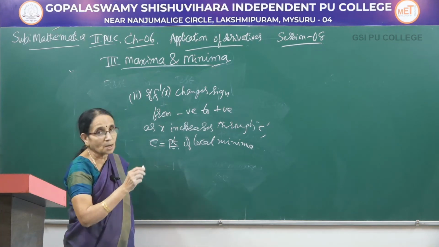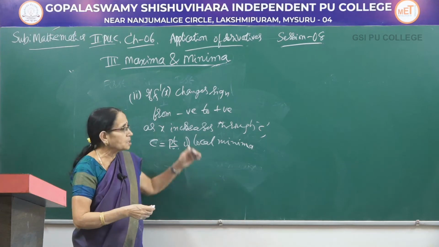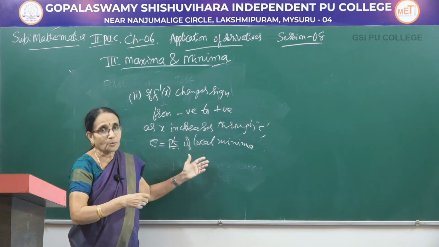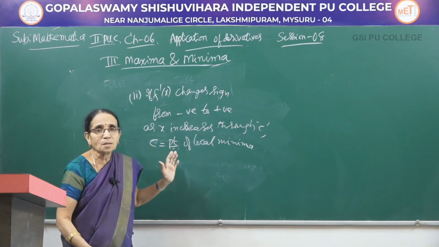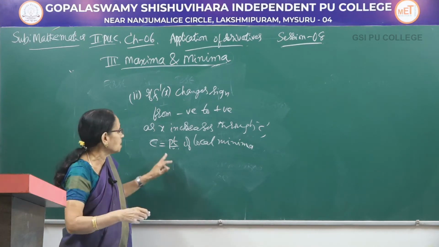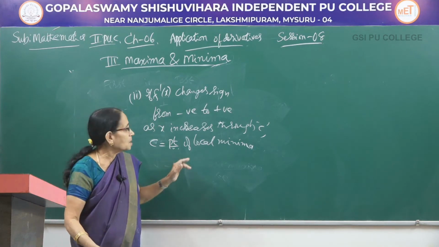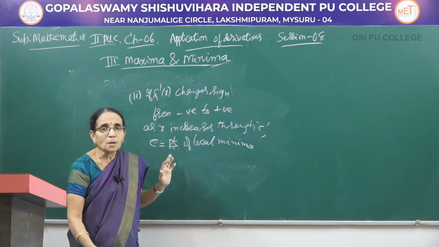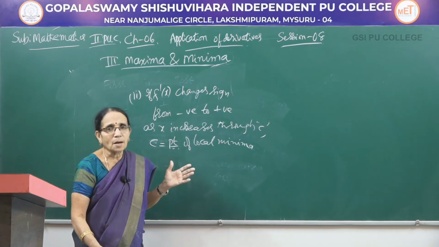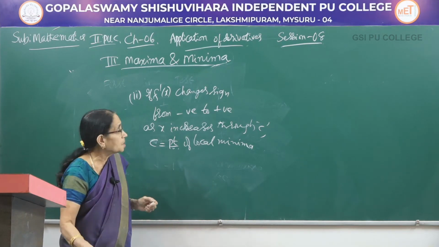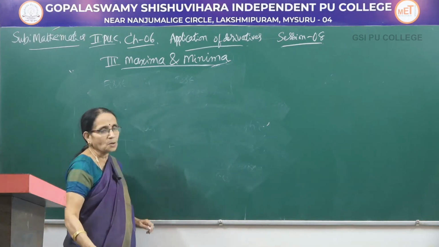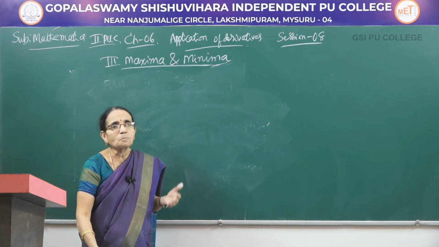When f dash x changes sign from negative to positive, negative means the function is decreasing, positive means it is increasing. I showed you the point B in our graph. At that point, f dash x is changing sign from minus to plus. That means when x increases through that particular point, that point is called a point of local minima or local minimum point, and the value f of C at that point is called the local minimum value. These are the two possibilities. f dash x may change sign from positive to negative, it is maximum. Negative to positive, it is minimum.